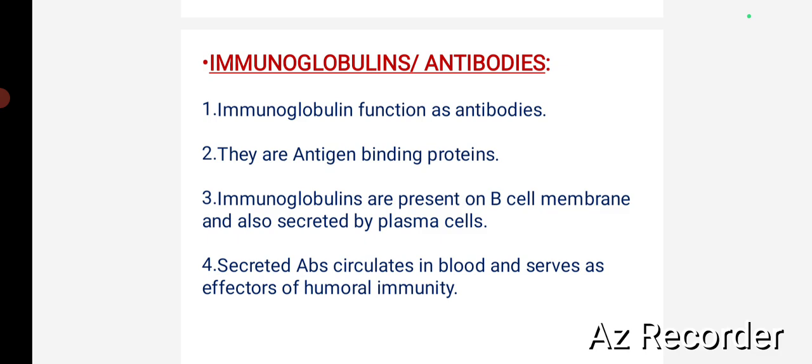Immunoglobulins are present on the B cell membrane and also secreted by plasma cells. After secretion, the antibodies circulate in blood and serve as effectors of humoral immunity. In any infectious condition, two types of immunity are there. One is cell-mediated immunity, another one is humoral immunity. Cell-mediated immunity means T cell response. Humoral immunity means B cell response, here the antibody response.